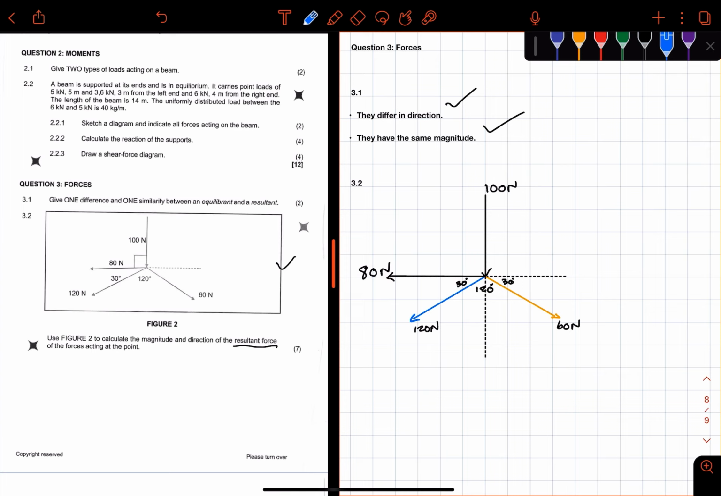Now to resolve the forces, we are going to need to complete a triangle of forces, right? So you're going to have that horizontal component as well as the vertical component. Now in order for us to get the components, we need to complete a triangle of forces. So this here would be the vertical component of this force, right?